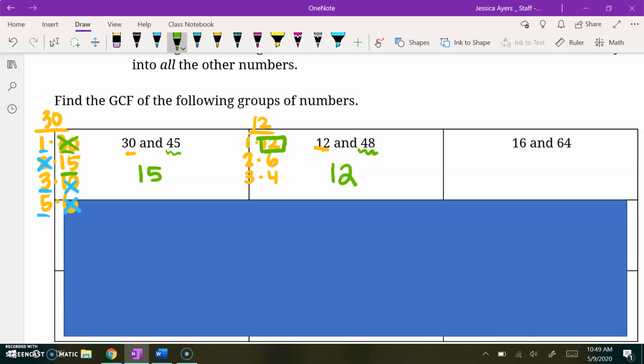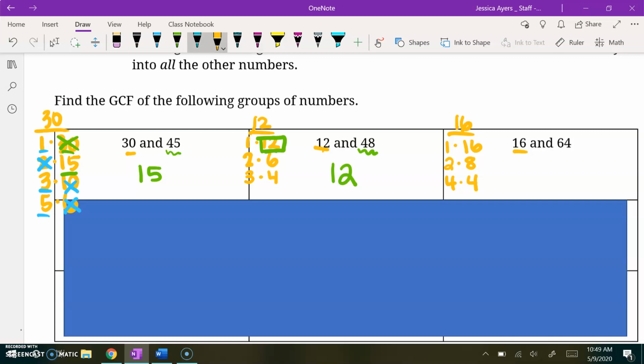16 and 64. So we find the factors of 16 because it's the smallest. 1 is always a factor. It's even, so 2 works, and that's 8 times. 6 plus 1 is 7, so 3 won't work. And then 4 times 4. Since that one is a perfect square and it repeats, then we know that we're done.